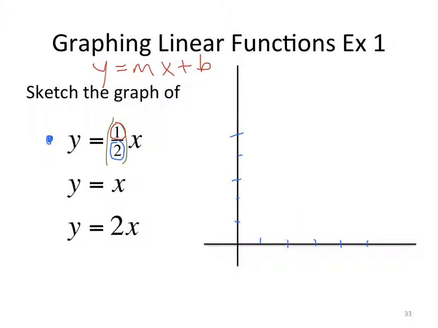So starting at the origin right there, we would put our dot right here. Okay? Over 2 and up 1, put our dot right here. Over another 2 and up 1, you get the main idea, all right? So that is going to be our slope for that first one.